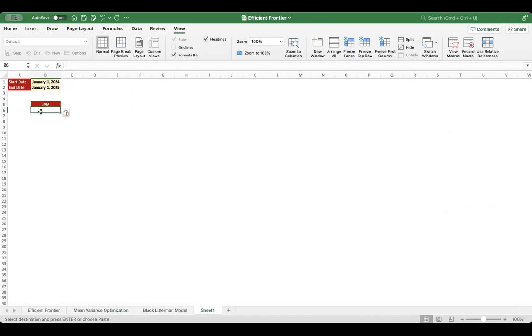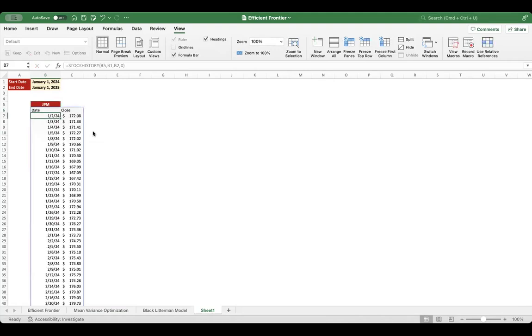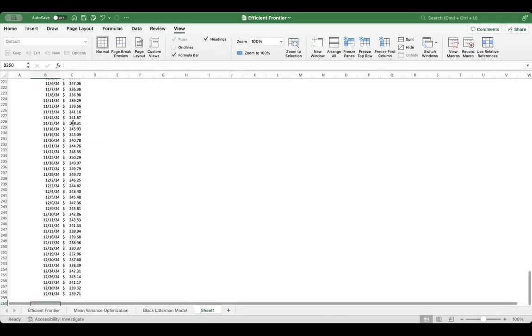Now the next step is I'll write stock history. I'll click on my ticker, which is JP Morgan, choose my start date, choose my end date, and because I need daily data, I'll write 0. I'll close this bracket and then just click enter. So this gives me the closing stock price for JP Morgan. And if you look at it, the dates start from 2nd January 2024, because January 1st is a holiday, and run till the end of the year.